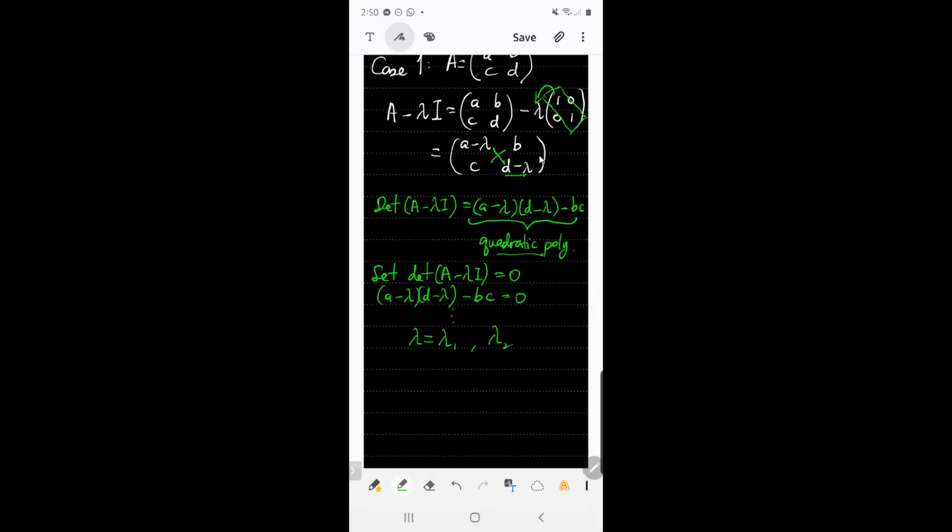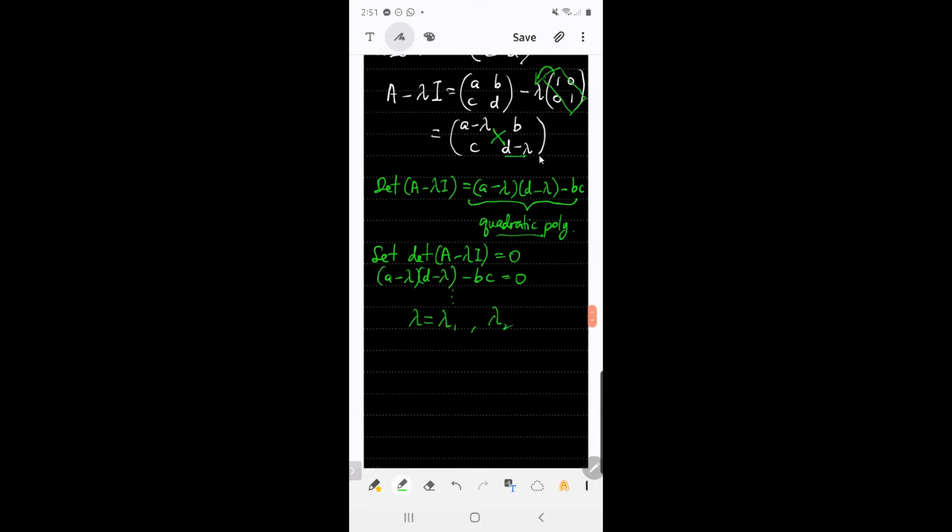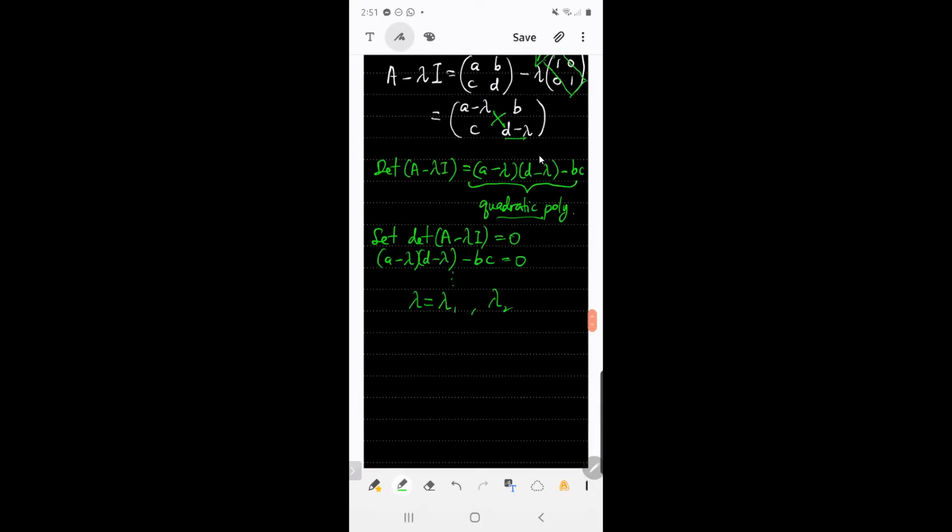So if you have a 2 by 2 matrix, you are going to have 2 eigenvalues. If you have 3 by 3 matrix, you are going to have 3 eigenvalues. So if you have 3 eigenvalues, that means you are going to have 3 eigenvectors. If you have 2 eigenvalues, that means you are going to have 2 eigenvectors. Because I told you, eigenvalue and eigenvectors, they exist together as a pair. All right. So the next question is, after you solve the quadratic polynomial, how do you find the eigenvector?